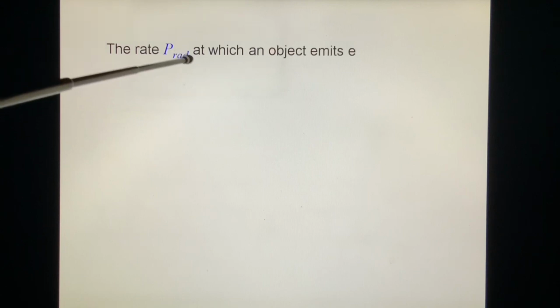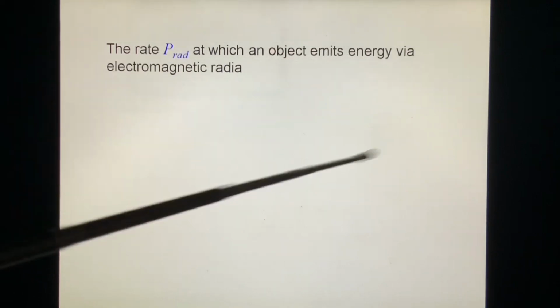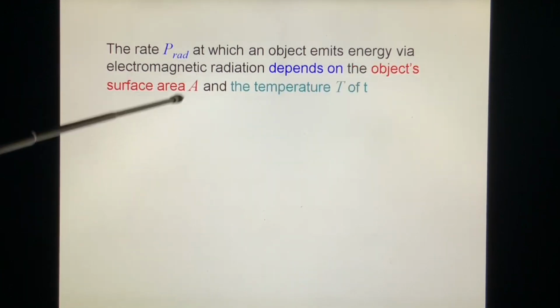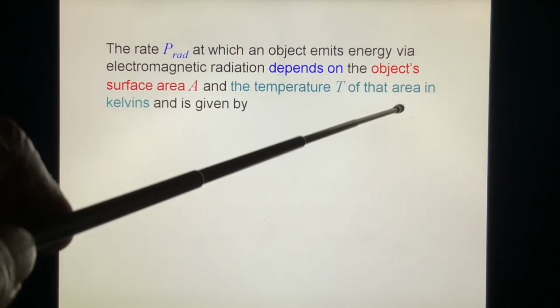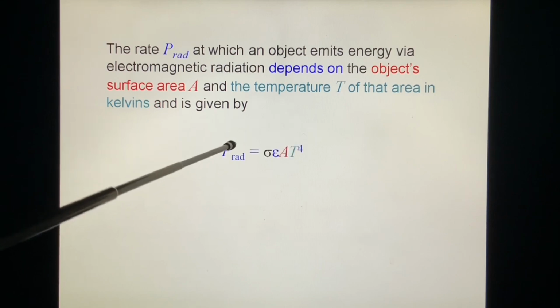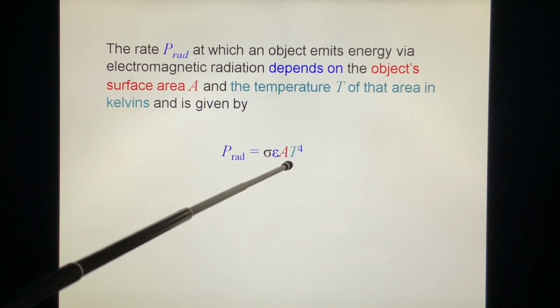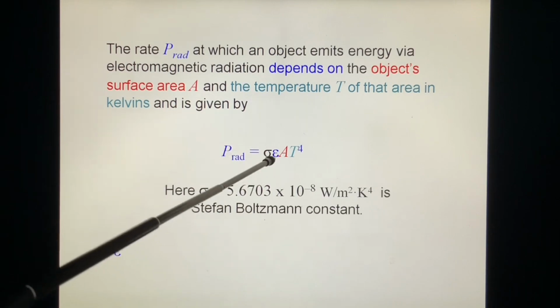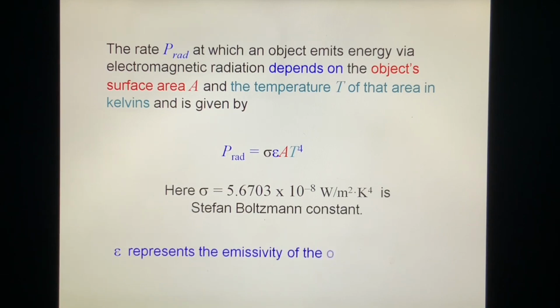The rate P_radiation at which an object emits energy via electromagnetic radiation depends on the object's surface area A and the temperature T of that area in Kelvin, and is given by P_radiation = sigma epsilon A T to the fourth, where sigma is a constant, the Stefan-Boltzmann constant, and epsilon represents the emissivity of the object's surface, between 0 and 1. 1 is the maximum, the black color.